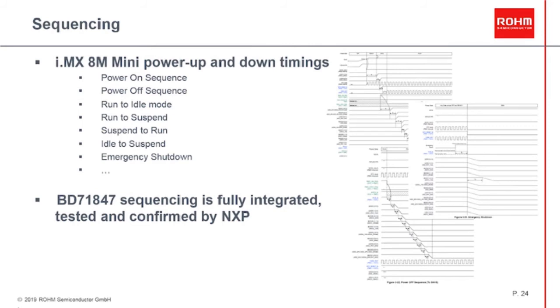Today's modern SoCs request clearly defined power up and power down sequences. Such power sequences are requested to avoid silicon latch-up effects on one hand, and on the other side, it is mandatory to be very fast in the sequencing to avoid longer booting times. BD71847 integrates all the requested sequencing and timings for all kinds of power modes and power transitions and is proven, tested and approved by NXP.